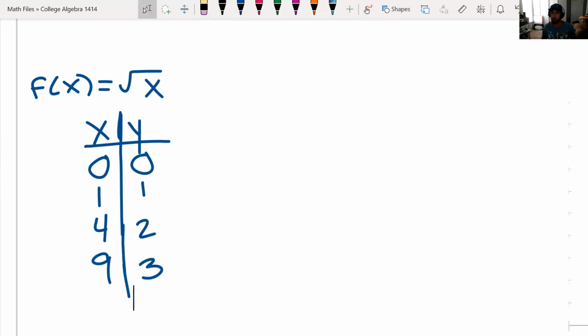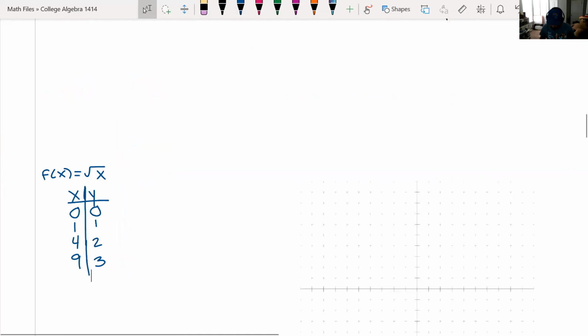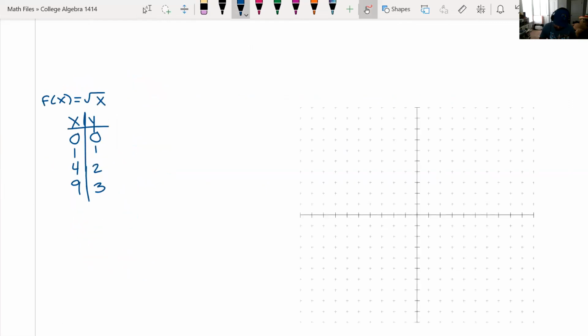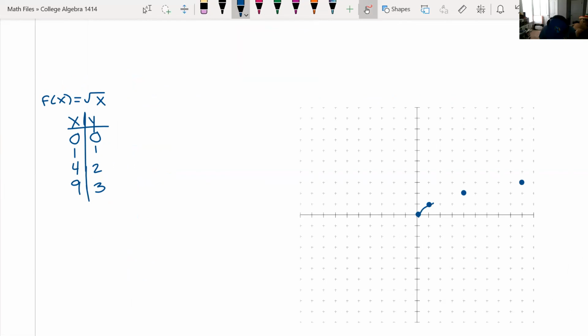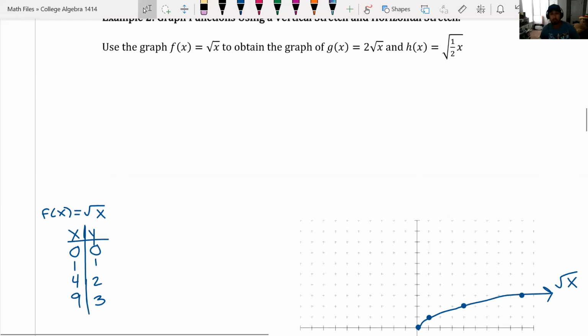So let's graph the square root of x. Zero, 0, 1, 1, 4, 2, 9, 3. There's the square root of x. Okay. Now let's graph the first transformation given. G of x equals 2 square root of x.